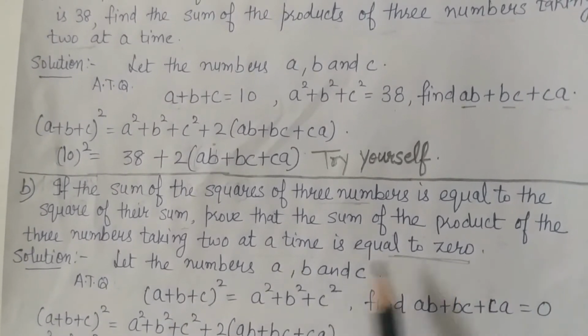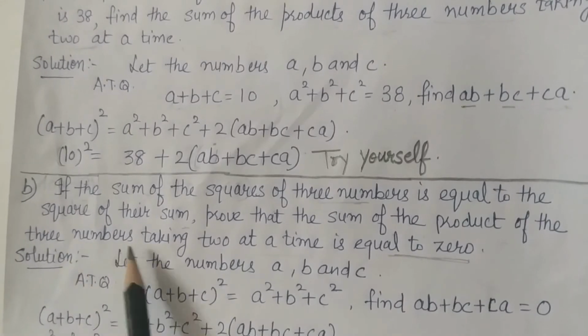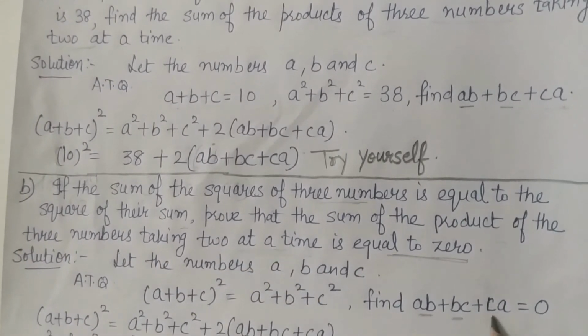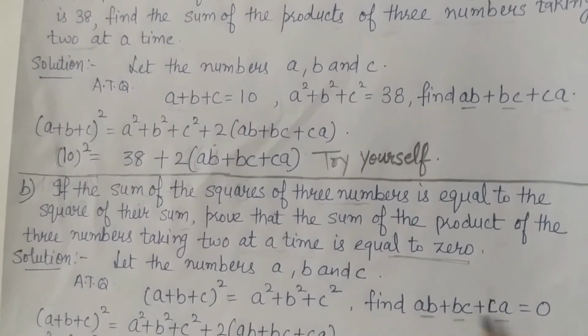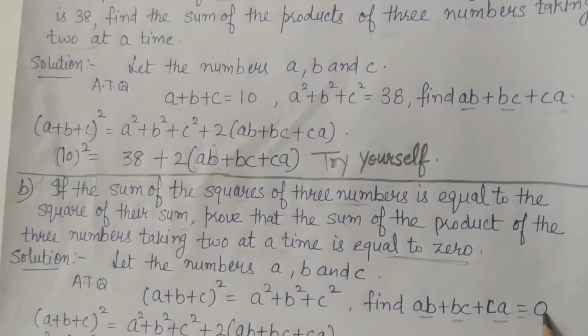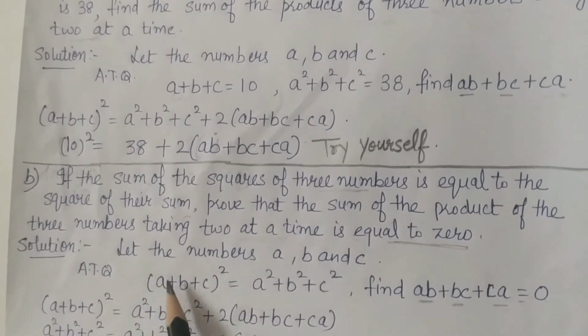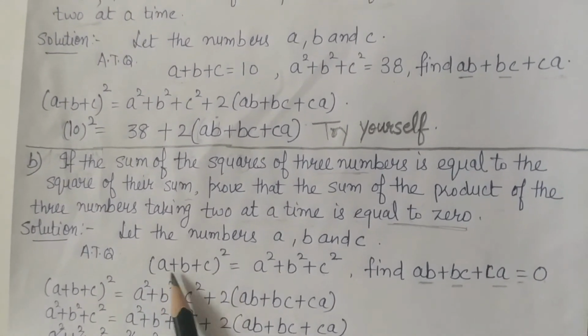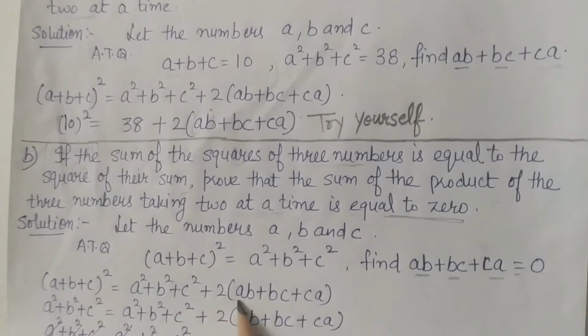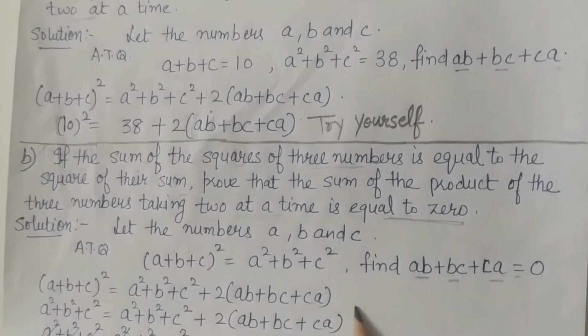Find the products of three numbers taking two at a time, AB, BC, CA. Their sum is equal to 0. Clear? Now solve it. Use this identity: A plus B plus C whole square is A square plus B square plus C square plus 2 into AB plus BC plus CA.